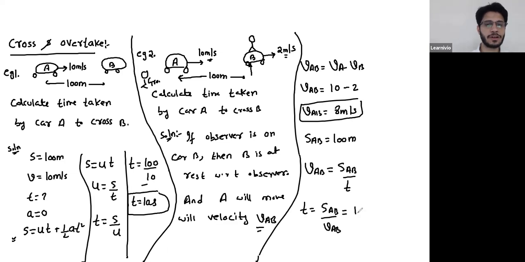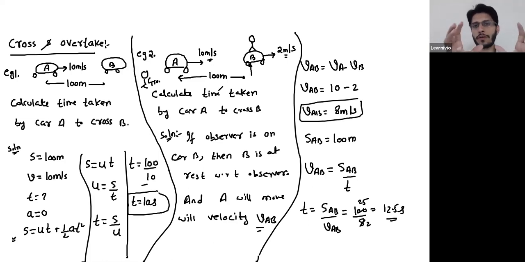So your SAB is 100, your VAB is 8. So if I cancel, this is 4, 2 and 25, this comes out to be 12.5 seconds. So as expected, now your time is greater than that of 10 seconds.